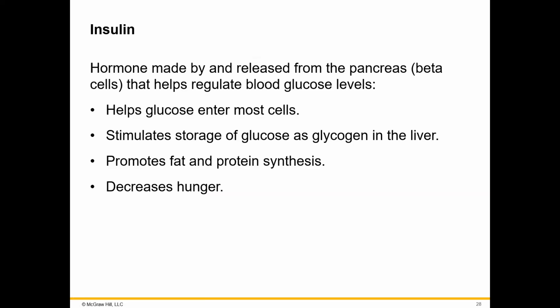Herein lies the hormone insulin. Let me rephrase. Insulin is a hormone and it is needed. It is integral in glucose metabolism.